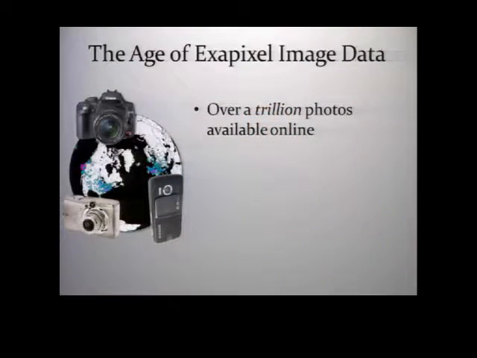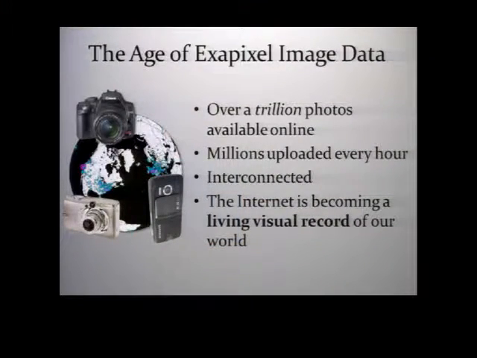So we're living in an age that's unprecedented in terms of the sheer volume of pixels we all have access to. It's hard to get an exact count, but whether it's 1 trillion or 3 trillion, certainly there's over 1 trillion photos available online. And this is growing all the time. Millions of new photos are uploaded every hour to photo sharing sites. These are interconnected. You can access them. They're not in a shoebox somewhere. You can actually go and see pictures. So it's really the case that the internet is becoming this unprecedented living visual record of our world, with every city and landmark, events, people captured over and over again and stored forever.